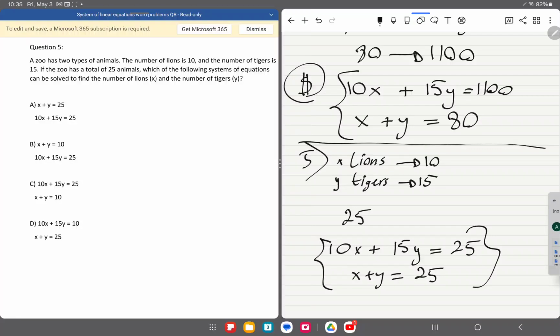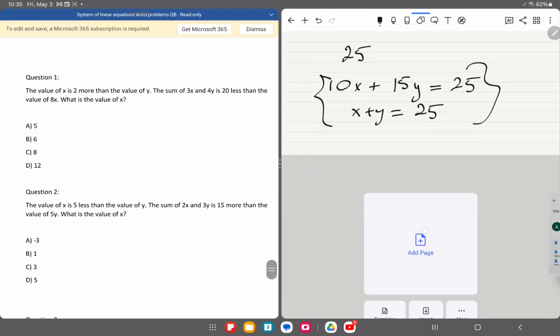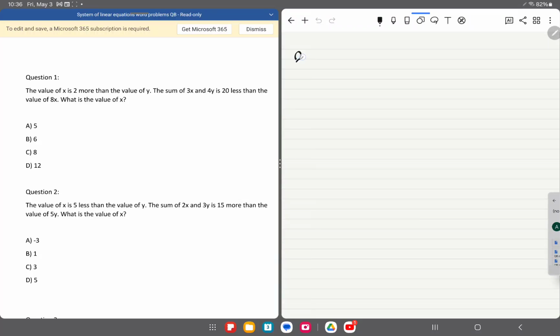If I look at the first equation, it must represent the total number of animals. And the second equation must represent something else. There is something over there. Skip this one. Okay, the value of x is 2 more than the value of, we did this one.